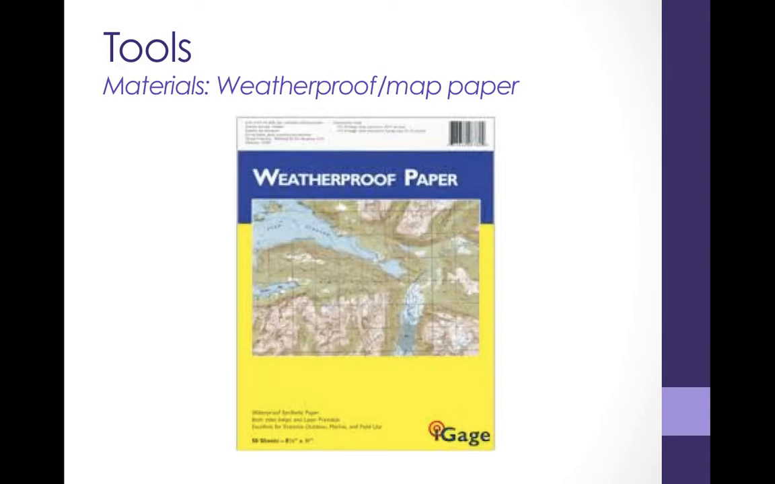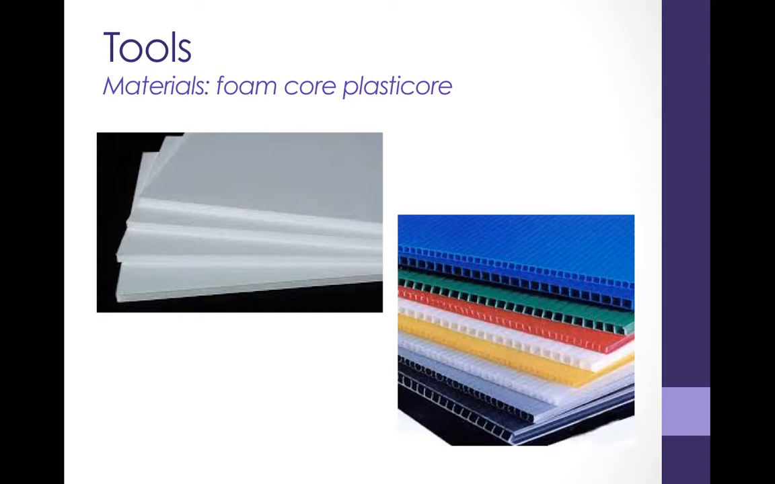So just knowing that that is out there as a possibility might be helpful, and it's very lightweight. So it's nice to do things like books on this, because then you don't have to worry about the pages being ripped, etc. Okay, another material that is commonly used as a foundation for the visual supports is the foam core or the plastic core.